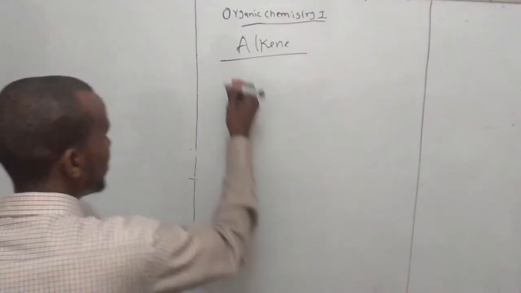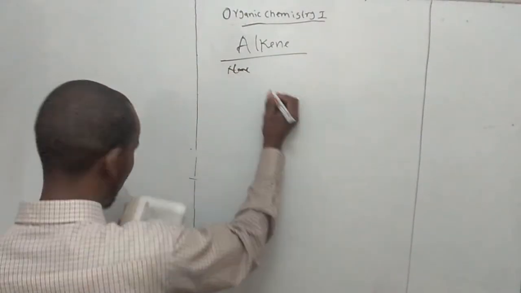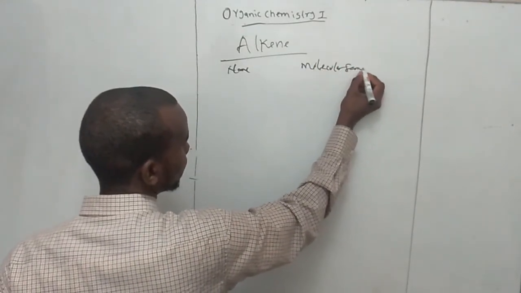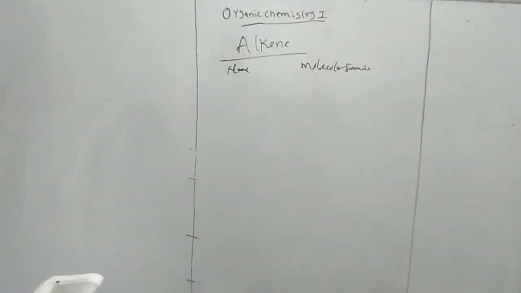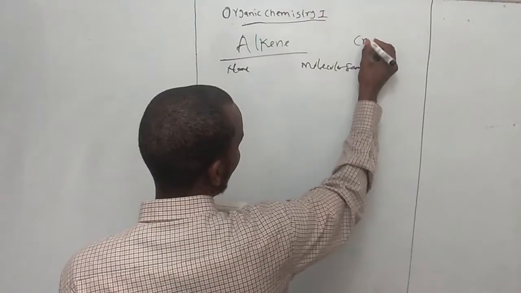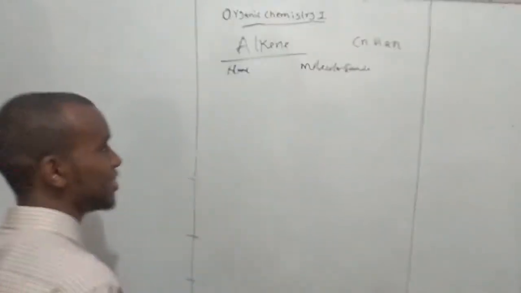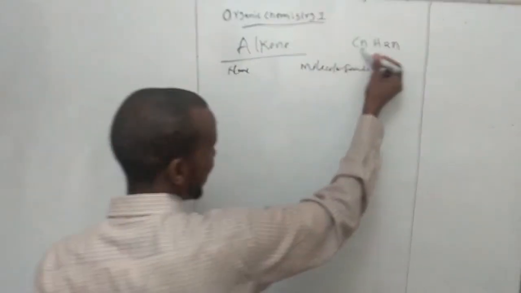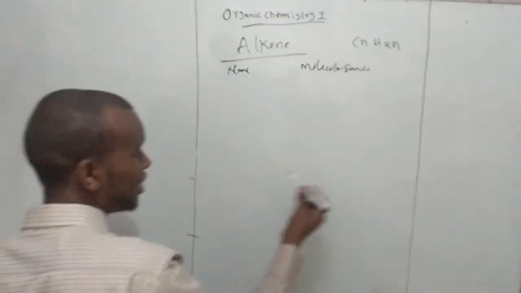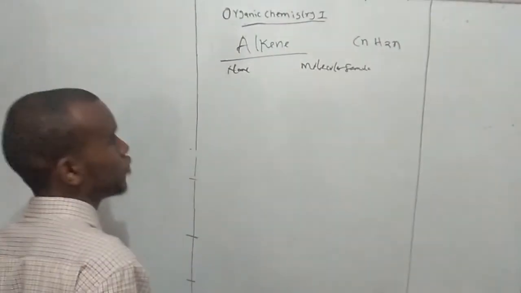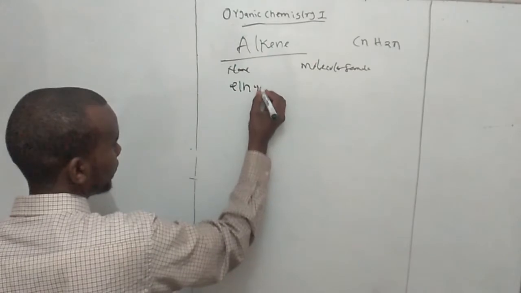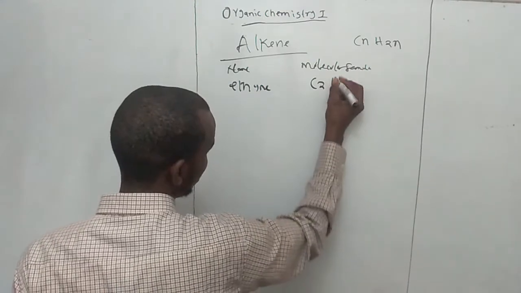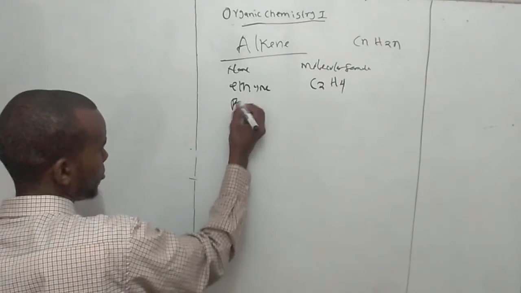The first 4 we may have let's say the name and also the molecular formula. What you have to know, the general formula for alkene is CnH2n. Now you are not going to add 2. For alkane, it was CnH2n plus 2. But for alkene, it's only CnH2n. If we take, let's say, ethene, C2, 2 times 2, 4. So H4.